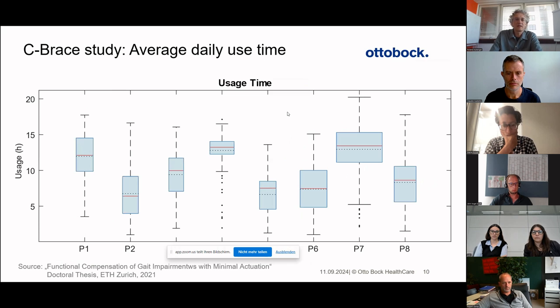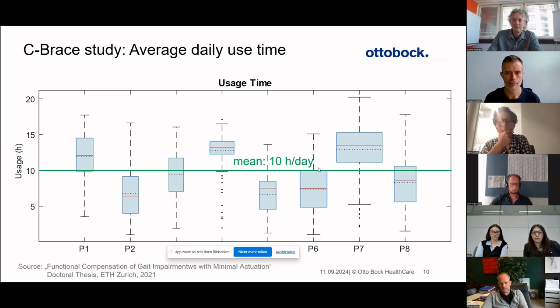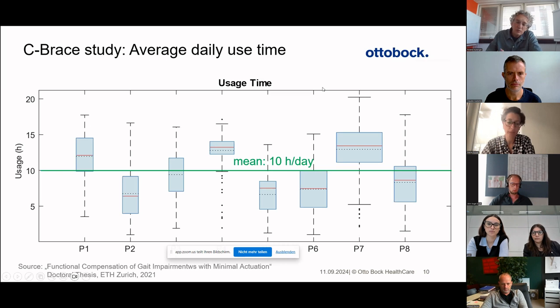First thing we looked at was the average daily use time. We had 8 participants in our study and provided them with C-brace systems that had an integrated data logger, so we could monitor a lot of their motion and also loads in the system. This box plot shows the daily use time over the whole study period. And we see that it is on average 10 hours a day, but still there are some users that use the device significantly longer, which was a good sign for us because that means the product works for them.